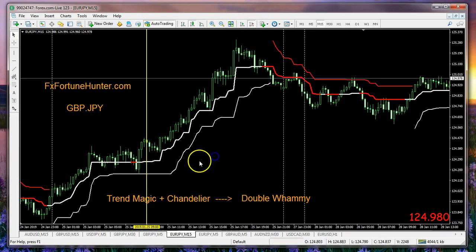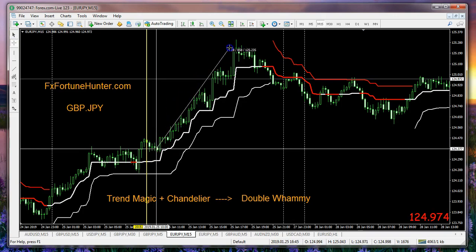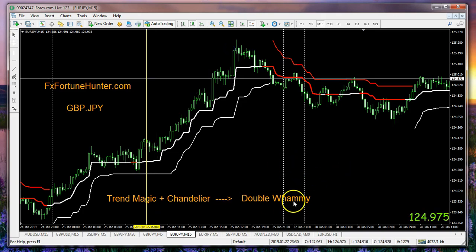Back up here. And sure enough, on our 15-minute chart, we had a really nice move on the EUR.JPY on Friday afternoon. This little bit of red was right here, but we did not take out the chandelier. We got a really nice, legitimate bounce off the chandelier down below, back up above the trend magic. And sure enough, we had a move on Friday afternoon before the weekend of 85 pips. Nice move. And that is using our double whammy indicators pulled together into a nice template.